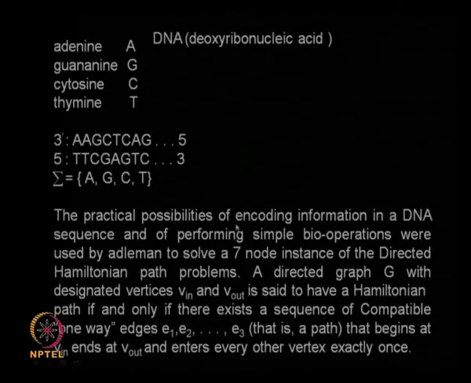What is a Hamiltonian path? A directed graph G with designated vertices V in and V out. V in is the initial vertex, V out is the final vertex. It is said to have a Hamiltonian path if and only if there exists a sequence of compatible one-way edges E1, E2, E3 etc. that begins at V in and ends at V out and enters every other vertex exactly once.